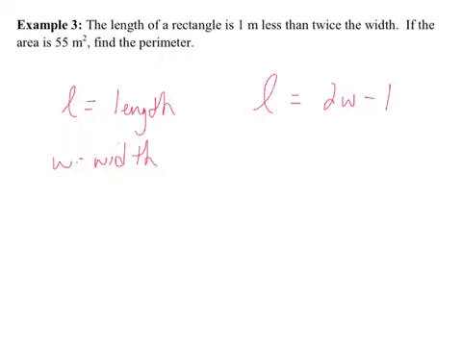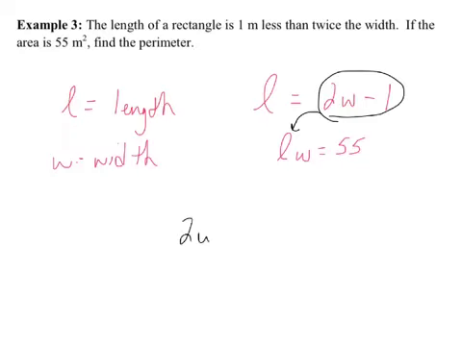What's the second equation from the second sentence, Ida? L times W equals 55. Yep. And now take a look. It's the same kind of problem as the last one. We already solved for L, so we might as well just plug that right on in. Let's take this expression here and substitute that in for L. We get 2W minus 1, that quantity times W, equal 55.